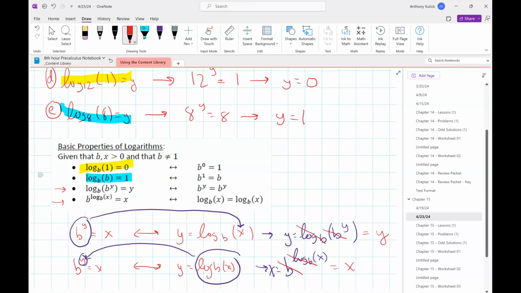Of everything we're going to do in chapter 15, that idea right there is the most important one. Almost everything we're going to do, if you understand that rule well, you're going to be in okay shape throughout everything we're doing in chapter 15. That logarithms cancel exponent bases, and then exponent bases cancel out logarithms.